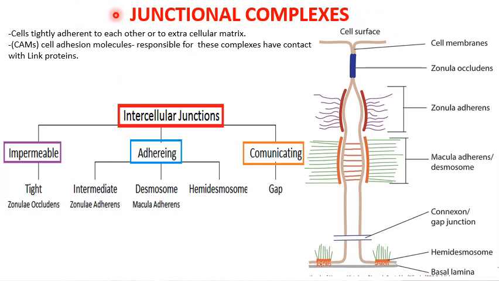Junctional complexes. As I said, the lateral sides and the base of the cell have modifications which are called junctional complexes. By these junctional complexes, the cells are tightly adherent to each other laterally and to the extracellular matrix at the base. And these are tightly adherent because of the presence of cell adhesion molecules, which are responsible for these complexes and have contact with the link proteins that are present on the cell membrane.